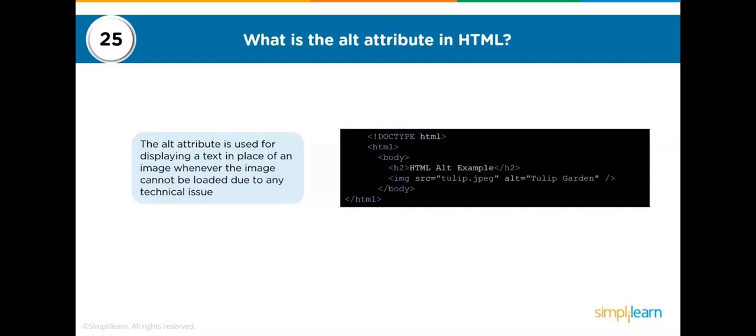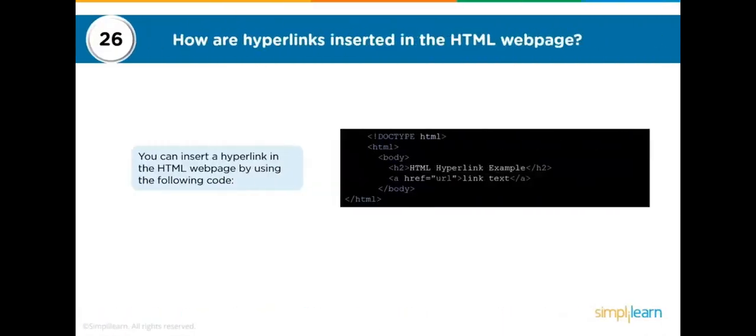Now moving ahead, we have our 26th question. How are hyperlinks inserted in the HTML web page? You can insert a hyperlink in the HTML web page by using the following code, which is present on the right side part of my screen. You can use the anchor tag along with href, and inside that particular tag you can use the URL to which you want your users to redirect to.